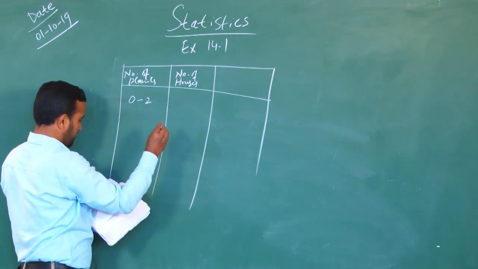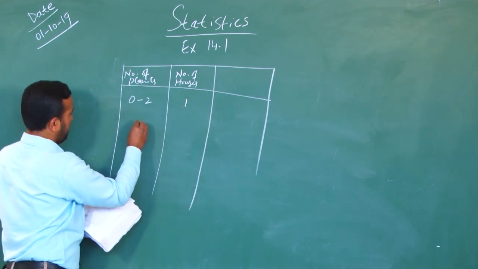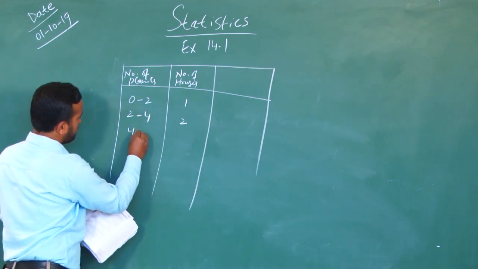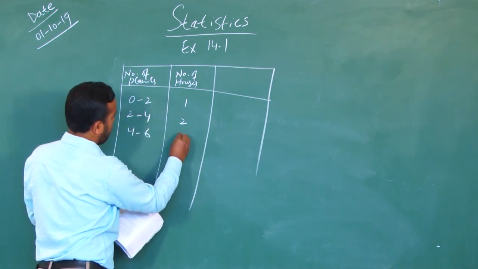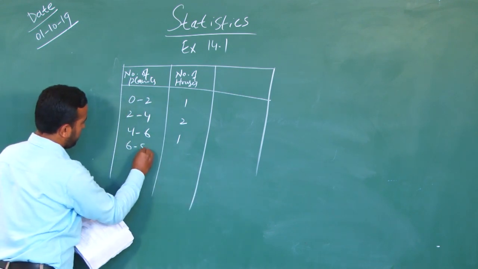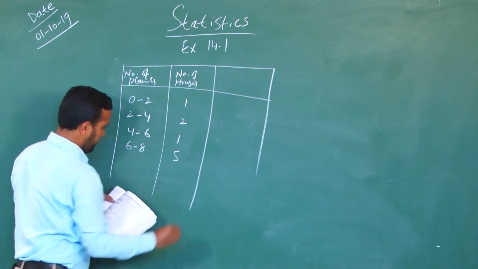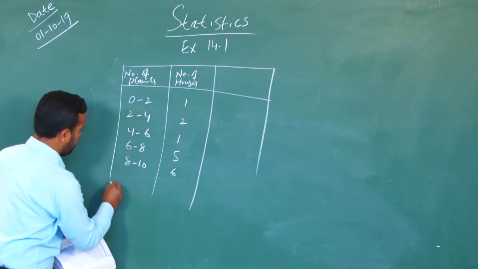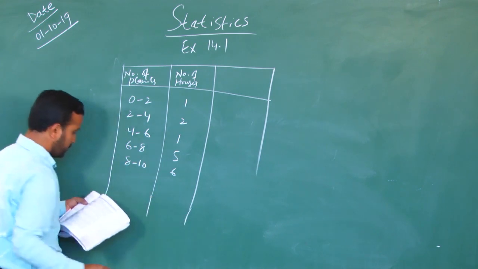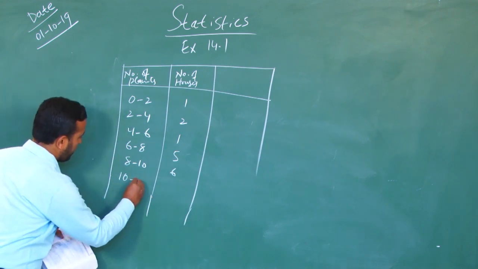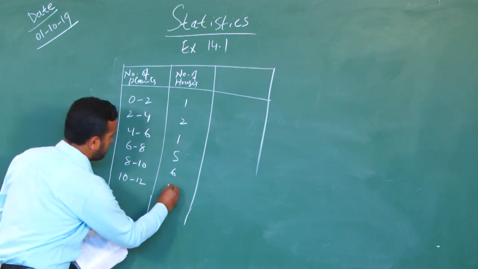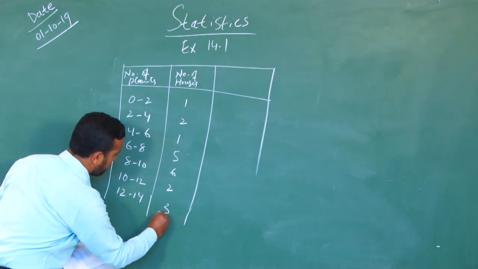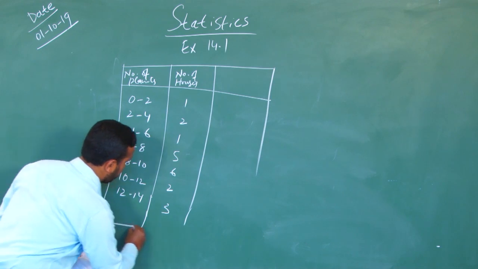0 to 2, number of houses 1; 2 to 4, that is 2; 4 to 6, that is 1 here; 6 to 8, we have here 5; 8 to 10, 6; then we have the next values, 10 to 12, we have 2, and 12 to 14, that is here 3. So these are the given data values here.